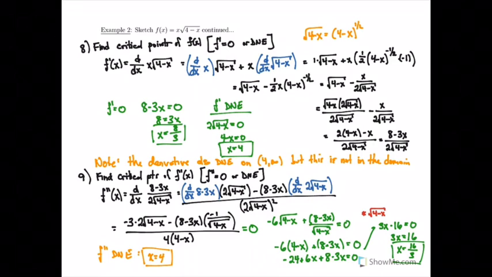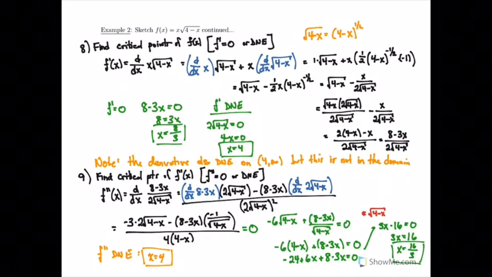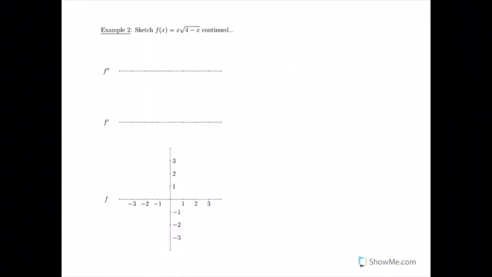All right, so now we're going to bring in all this information. Let's go back to the previous page real quick, and we have the domain is just going to be -infinity to 4. We have two X-intercepts at 0 and 4, with a Y-intercept there too. No vertical asymptotes. Left end behavior going down to -infinity. No symmetry. We have critical points at 4 and 8/3, and critical points of the derivative at 4 and 16/3. Let's put this all together in this chart.